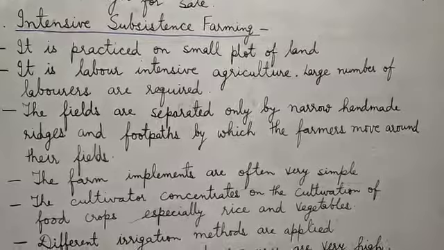Good morning, class 10th. In our last class, I discussed agriculture, its importance, and the types of agriculture practiced in India, that is subsistence farming and commercial farming. Subsistence farming was discussed, and the first type of subsistence farming, primitive subsistence farming, was also discussed.